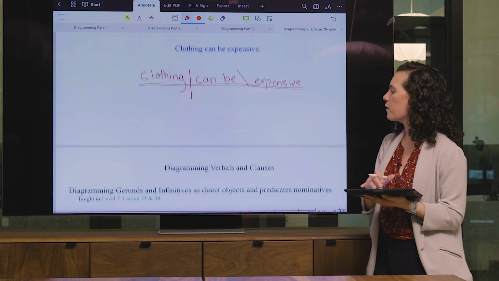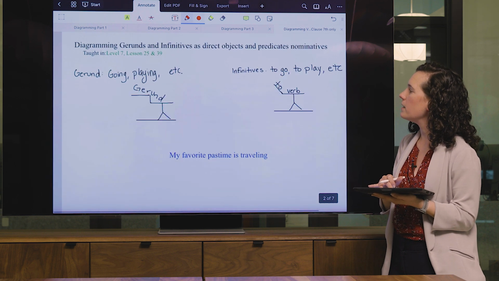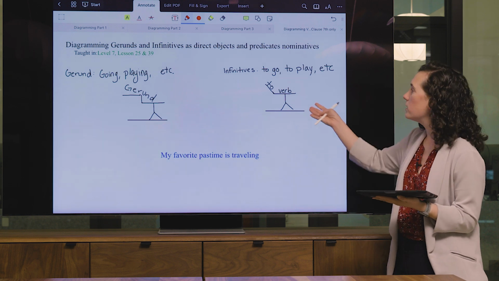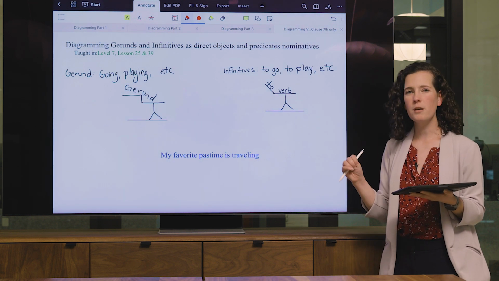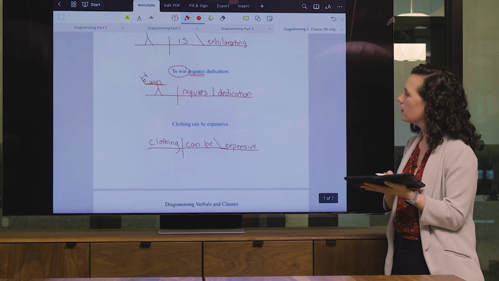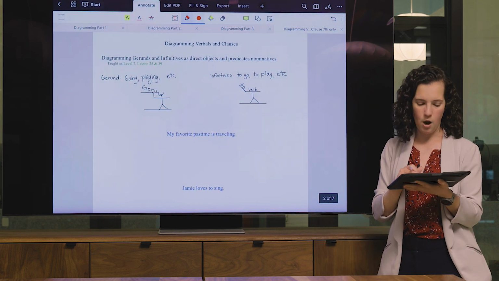Now let's look at some other things to do with verbals. These words can also be direct objects and predicate nominatives. You would diagram it in the same way, they just appear on a different part of the line. So up here, these were all subjects. Those same shapes can appear as the direct object or the predicate nominative.